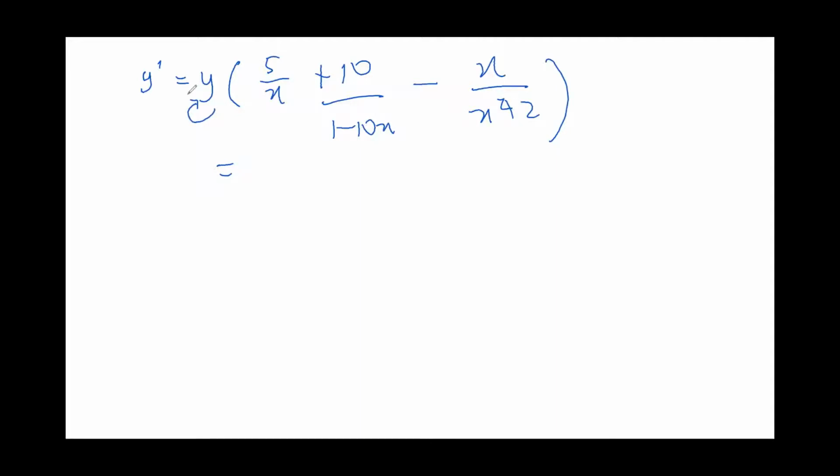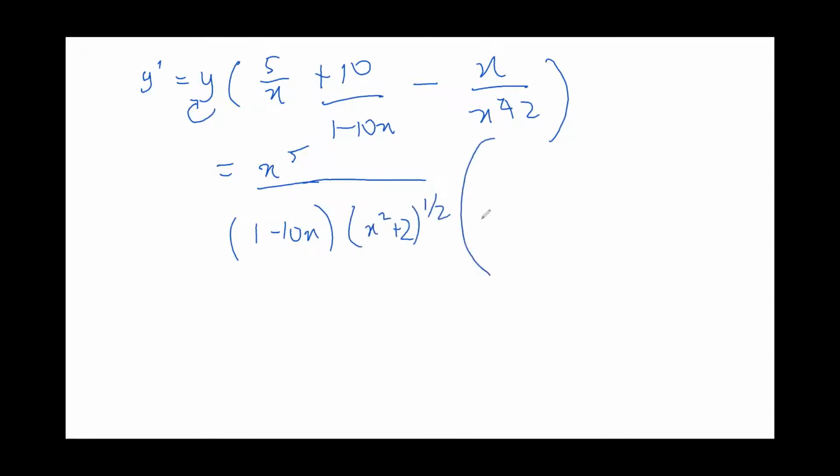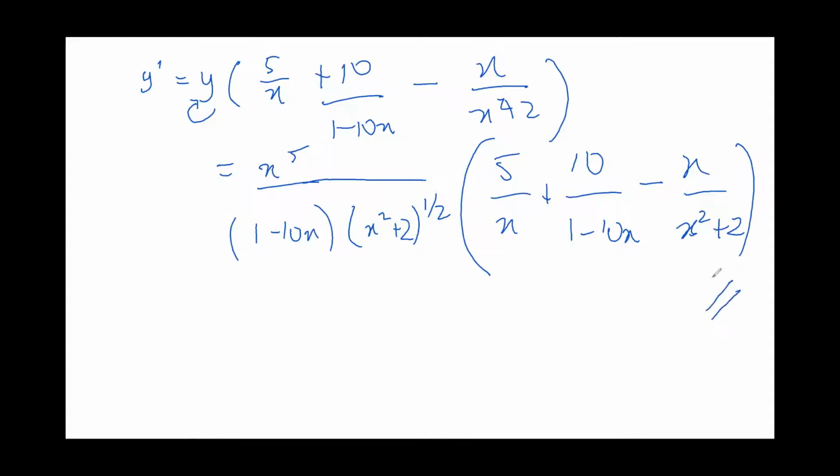Okay, and y here, you take back the original question of y, which is equal to x to the power of 5x minus 10x, 1 minus 10x, x squared plus 2 to the power of 5, times all of this, 5 over x plus 10. Okay, so this is the final answer. So you can differentiate it without any problem.